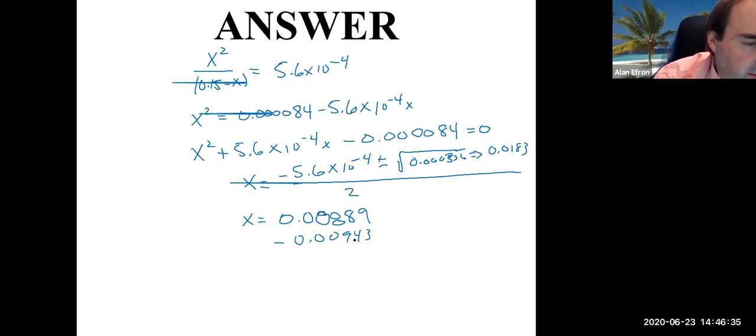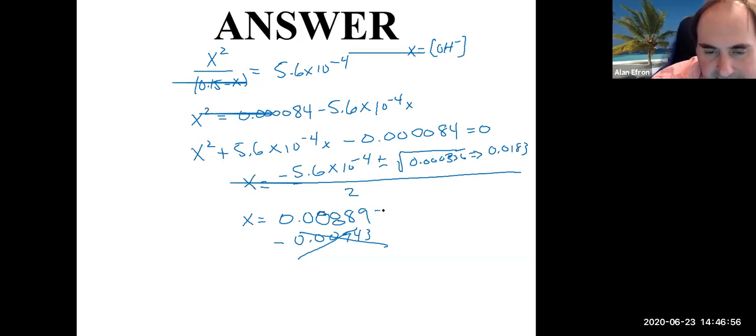So if we go back to our ICE table, we see that x is equal to the OH minus concentration. And obviously that means that we cannot have our negative value as one of our answers. That means that the 0.00889 should be the correct answer. And that means that that should equal, again in this case, not the H plus concentration, but the OH minus concentration. And that's going to allow us to get to the pOH.